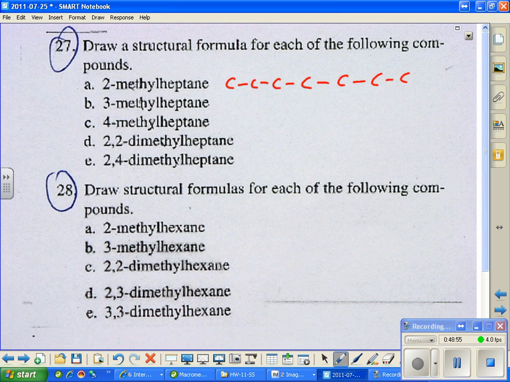Now, where is methyl going to be? Bottom or top, I don't care. What carbon? Go ahead and put it on. You see what we just did? We just drew the longest chain, and we delivered the male. In this case, who's the male? Methyl, okay. And what house did he go to? Number 2, the White House, yes. And so that gave us 2-methylheptane. Pretty easy, huh?